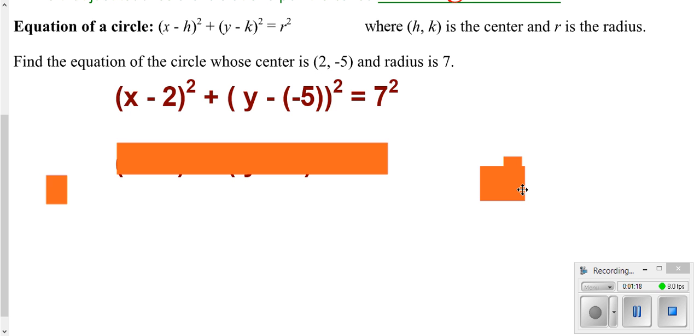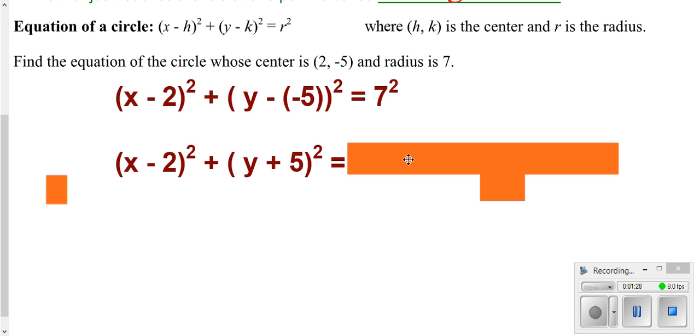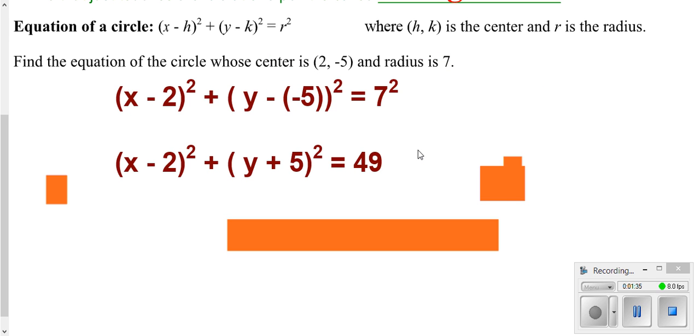So we're going to do a little bit of simplification. We can't do anything with the x parenthesis. That's going to stay the same. But with the y's, we have y minus a negative 5. So remember, that's really y plus 5, in our parentheses, all squared. On the right side, that's really just a 49. So that's the basic idea of circles.